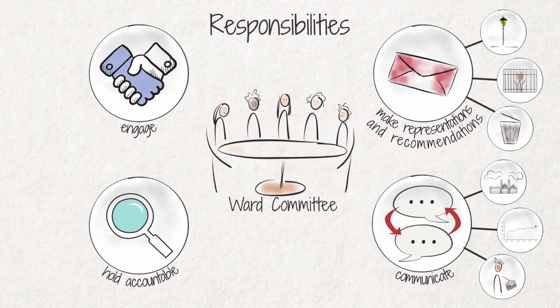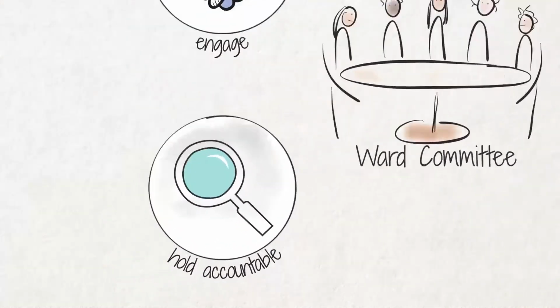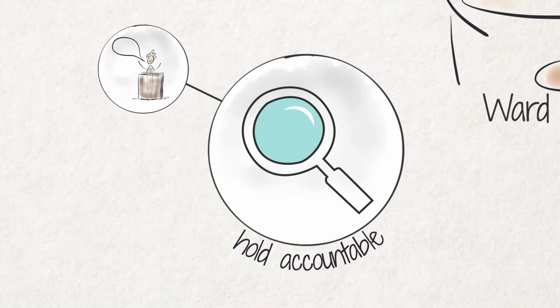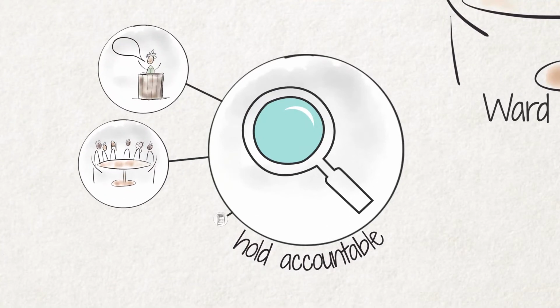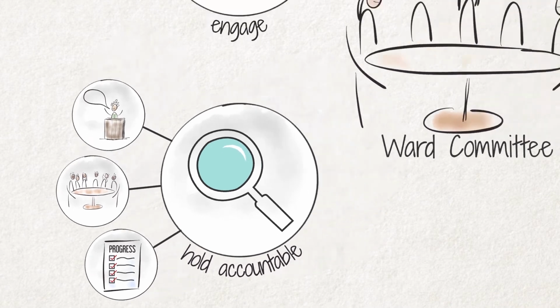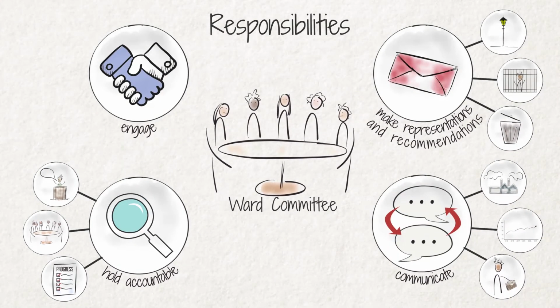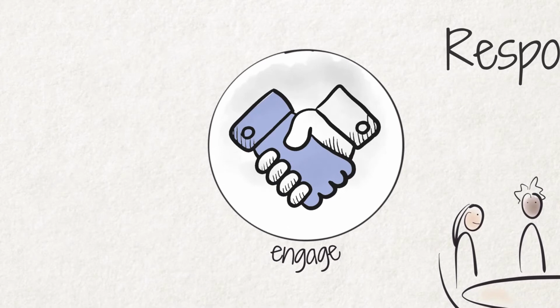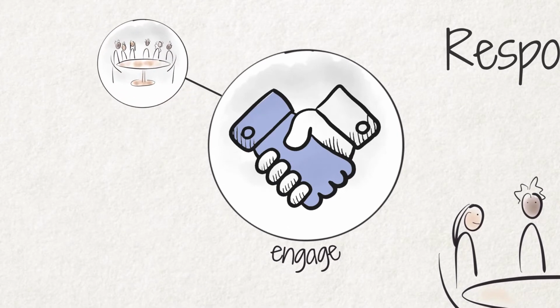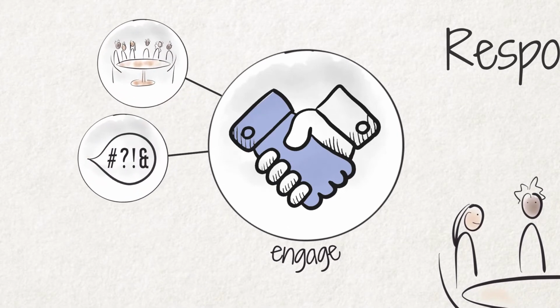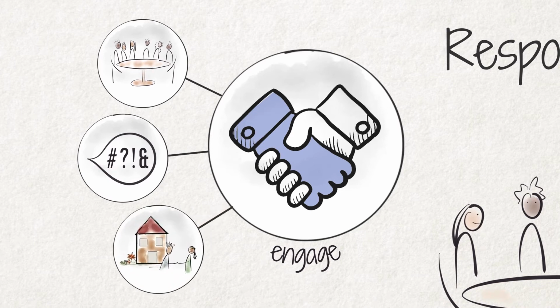Thirdly, the ward committee can hold the ward councillor accountable on his election promises, his attendance of meetings, and progress made. Fourthly, the ward committee members should engage with its community through regular meetings, attend to grievances and complaints, and door-to-door interactions.